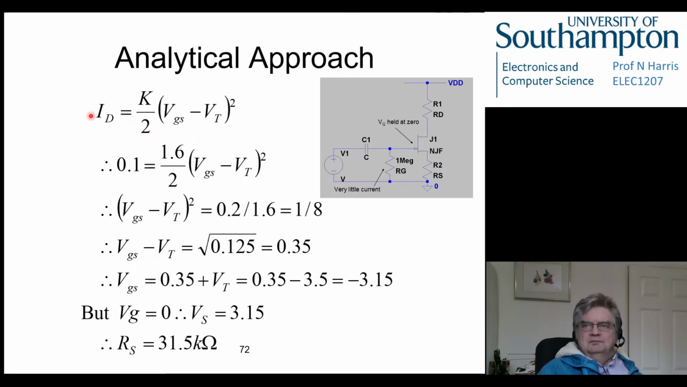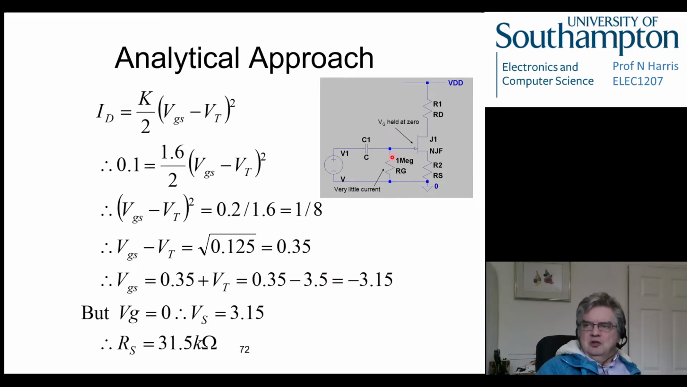Okay, so we know that in the flat region, this is the equation for ID relating to VGS. We know that the ID we're aiming for is 0.1 of a milliamp. We've got the value of K, we put that in there, and various other values. We know VT is 3.5 from the data sheet of the device. All we've got to do is put in all our knowns, and hopefully it will leave us with VGS. If you put all the numbers in and follow it through, you get VGS equal to minus 3.15 volts. So we want a value of VGS across here of minus 3.15 volts.